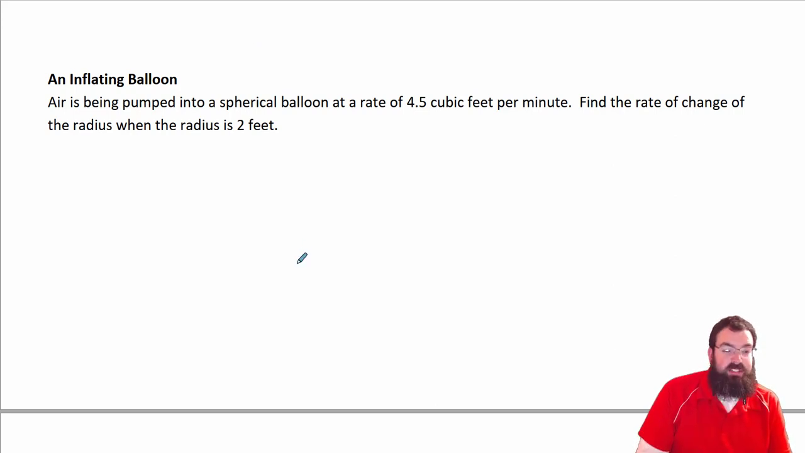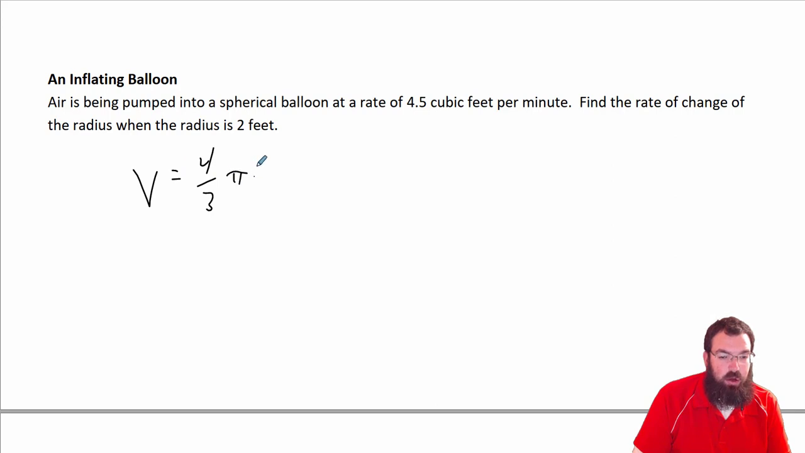Okay, so because it says it's a spherical balloon, what do we want to find? Find the rate of change of the radius when the radius is 2 feet. We know that the volume of a sphere is 4/3 pi r cubed. Now let's take the derivative of that.